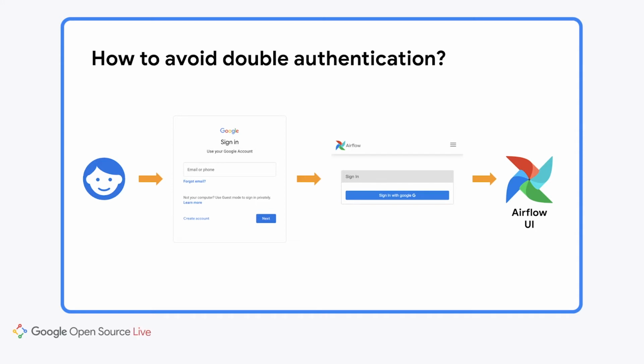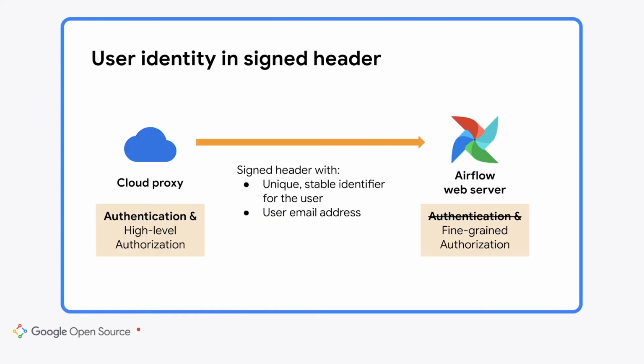That's no good, but thankfully we managed to eliminate the need of the second sign-in by making use of user identity passed from the proxy in a signed header. The header contains a unique stable identifier of the user and their email address. They can be used to register or log in the user into Airflow UI.